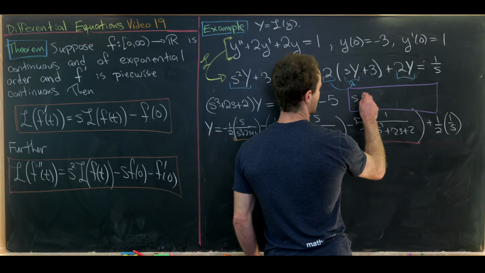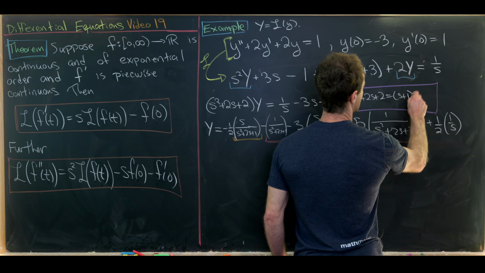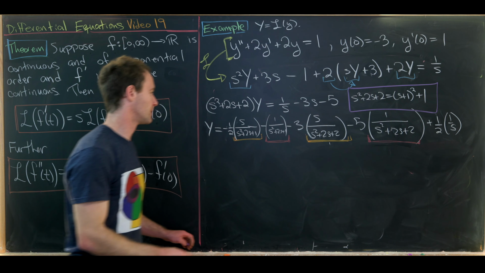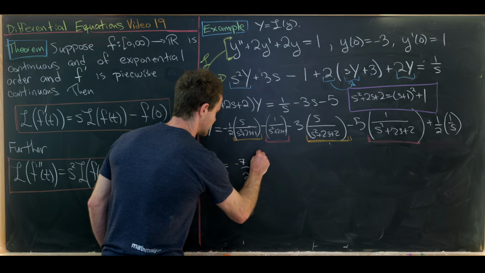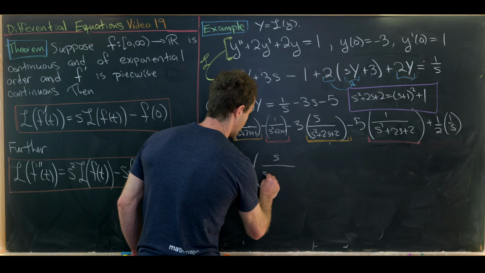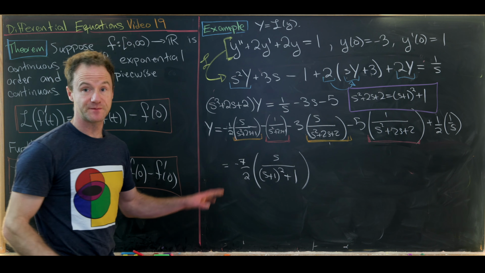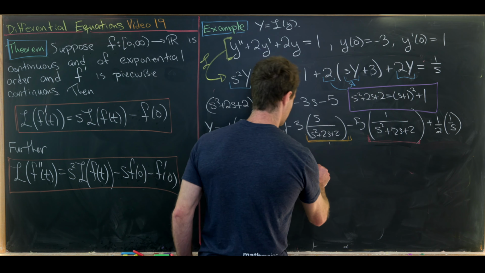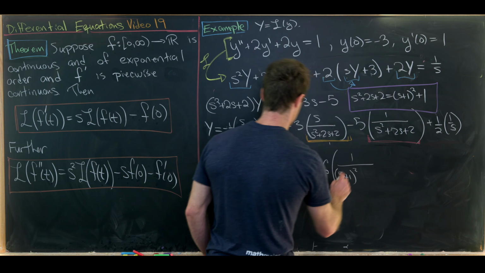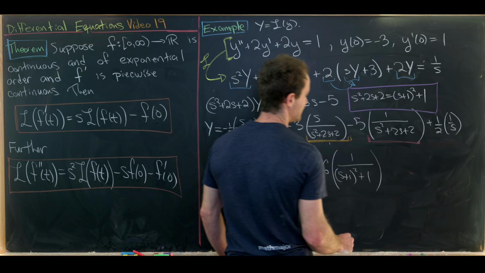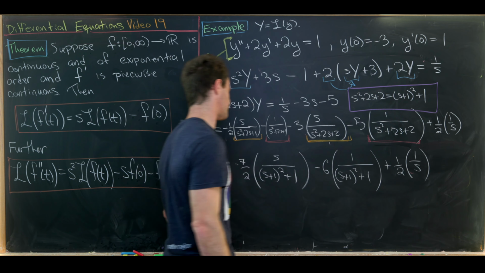So I'll just say that we can write this s squared plus 2s plus 2 as s plus 1 quantity squared plus 1. Okay, so now let's start putting some stuff together. So we'll have negative 7 over 2, and then s over s plus 1 quantity squared plus 1. Okay, that's good. And then we'll have, let's see, minus 6, and then 1 over s plus 1 quantity squared plus 1. And then finally plus a half, 1 over s.